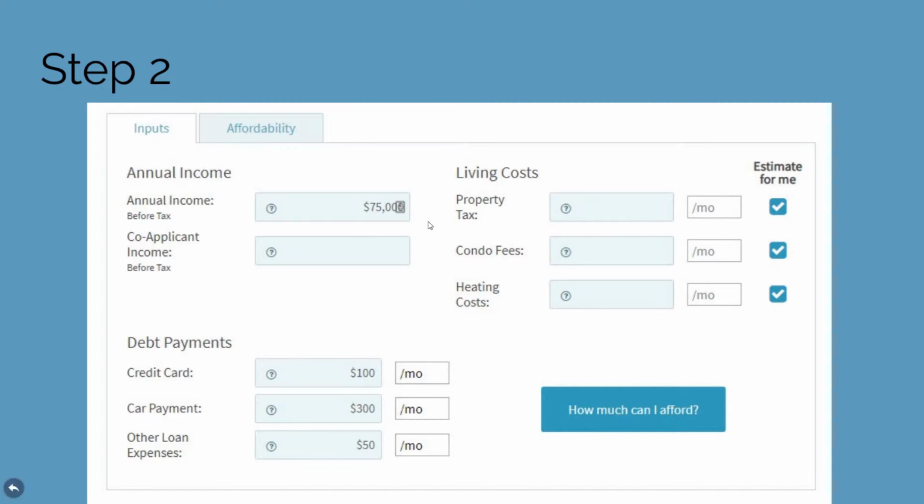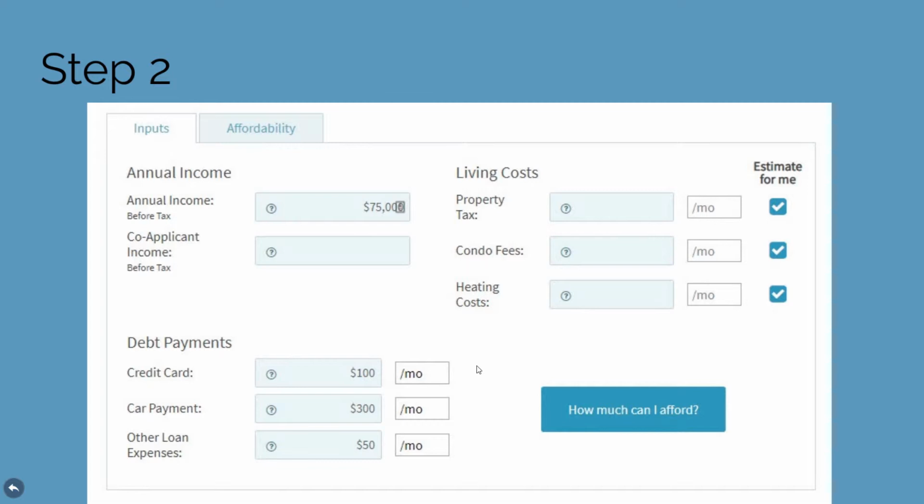So in this example, for the annual income, I put $75,000. If you've got a co-applicant, for example if you're a husband and wife buying a home together, you put the other person's income in there as well, and this is annual income. Below is where you put your debt payments in, because that's going to come into play in the total debt service ratio we were talking about earlier. In this example, I put a $100 a month credit card payment, a $300 a month car payment, and a $50 a month other loan expense payment.